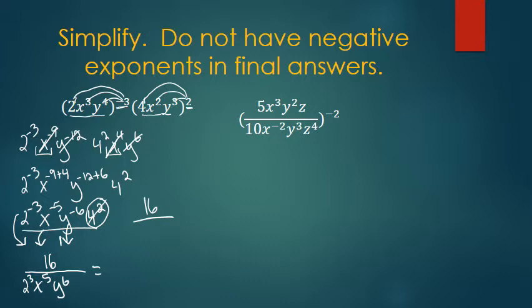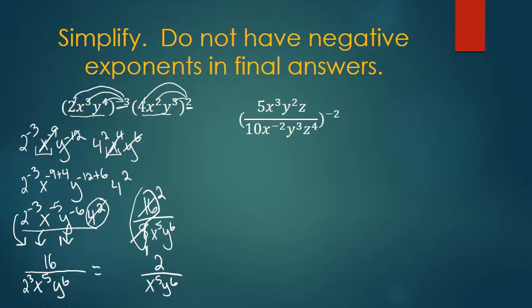So I have the 16, and then I have 2 to the 3, which is 8, x to the 5, y to the 6, and now notice I have these numbers, and I can reduce those. So 16 divided by 8 is 2, so I have a 1 left over down here, I have a 2 up here, so my final answer, fully reduced, is 2 over x to the 5, y to the 6.